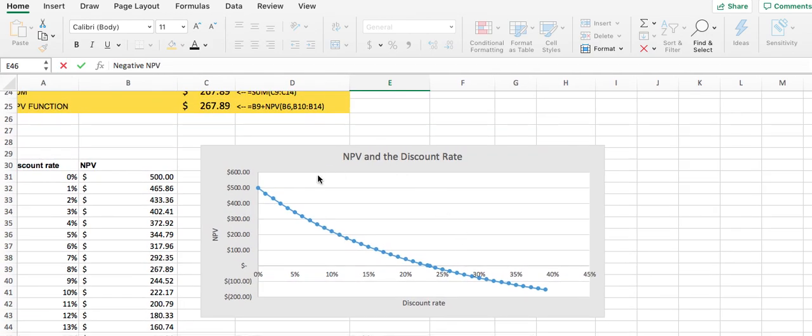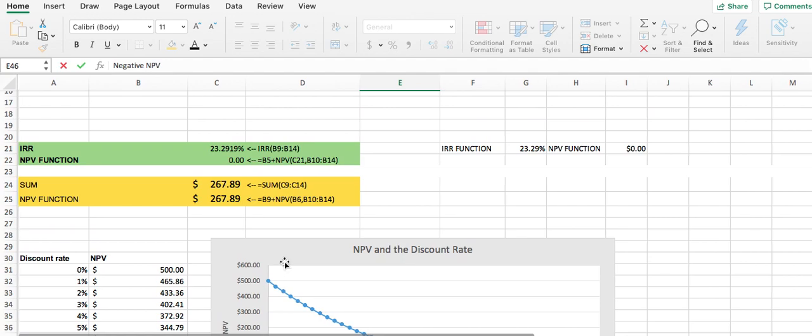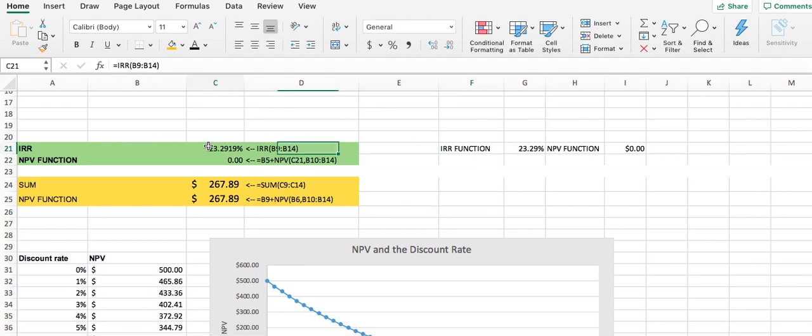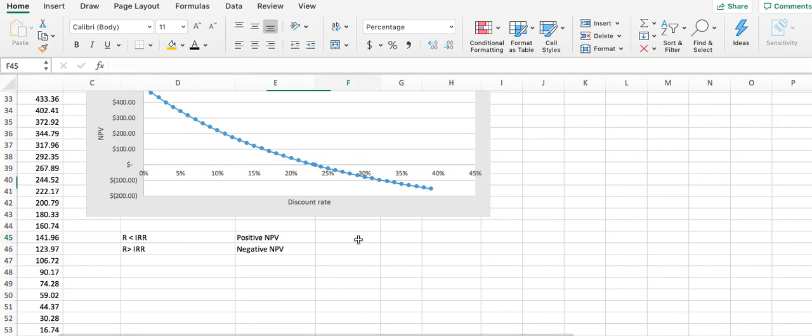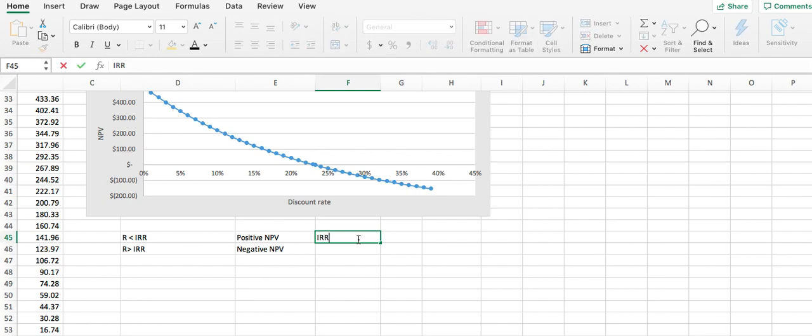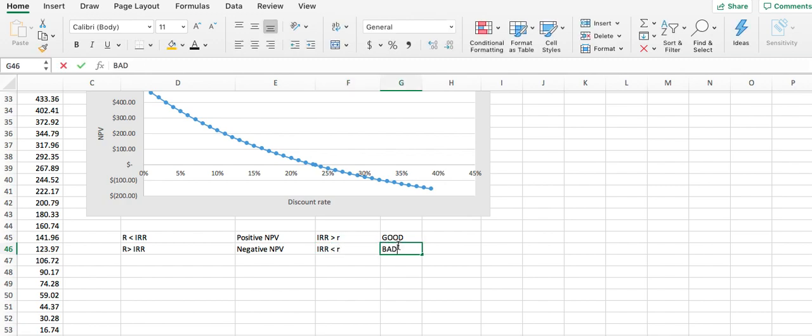Note the IRR is the compound interest rate you earn on an investment. Now that you know how to calculate the IRR function, which is right here, you can also use the internal rate of return to make investment decisions. And using the IRR to make investment decisions, having an internal rate of return greater than the rate is a good investment. But if the internal rate of return is less than the rate, you have a bad investment.